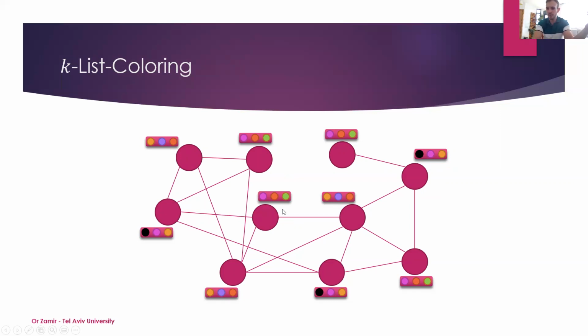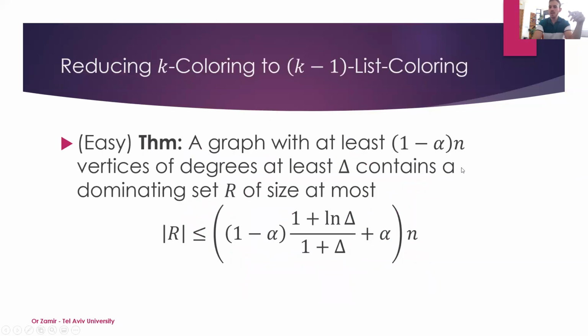This is an example of 3 coloring. Every vertex is given some list of 3 colors, and it must choose a color out of that list, but the lists are not necessarily the same. So k coloring is a special case of k list coloring, where all of the lists are exactly the same, or just all the colors between 1 to k, for example, but in k list coloring they can be different from each other. Okay, and how do we reduce k coloring to k minus 1 list coloring?